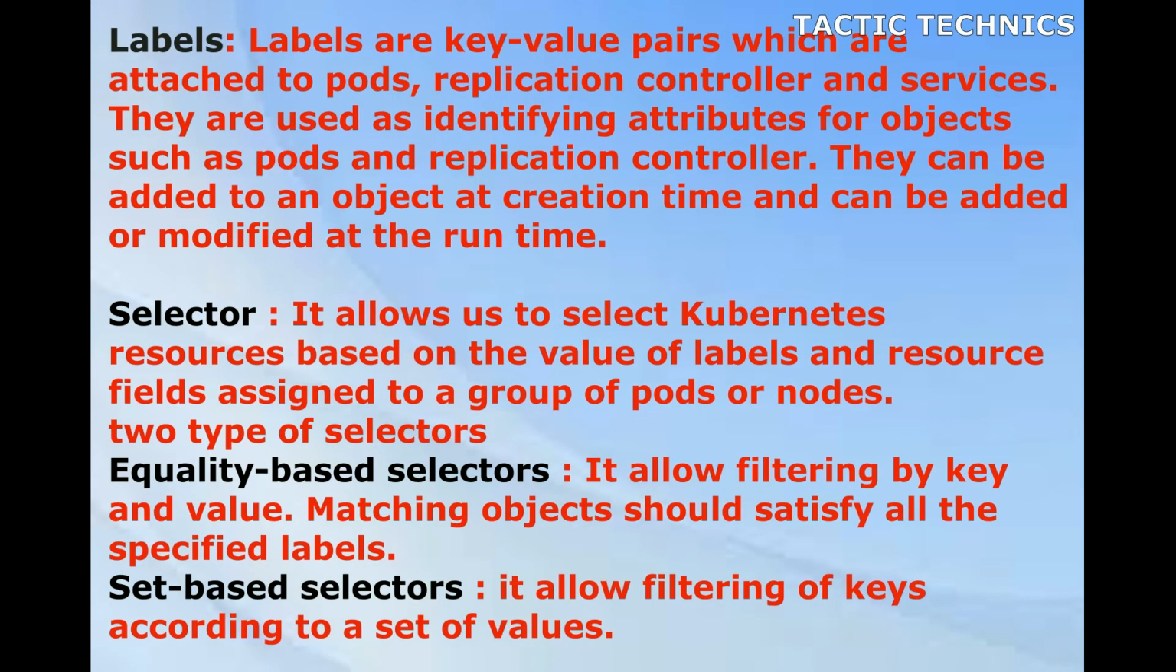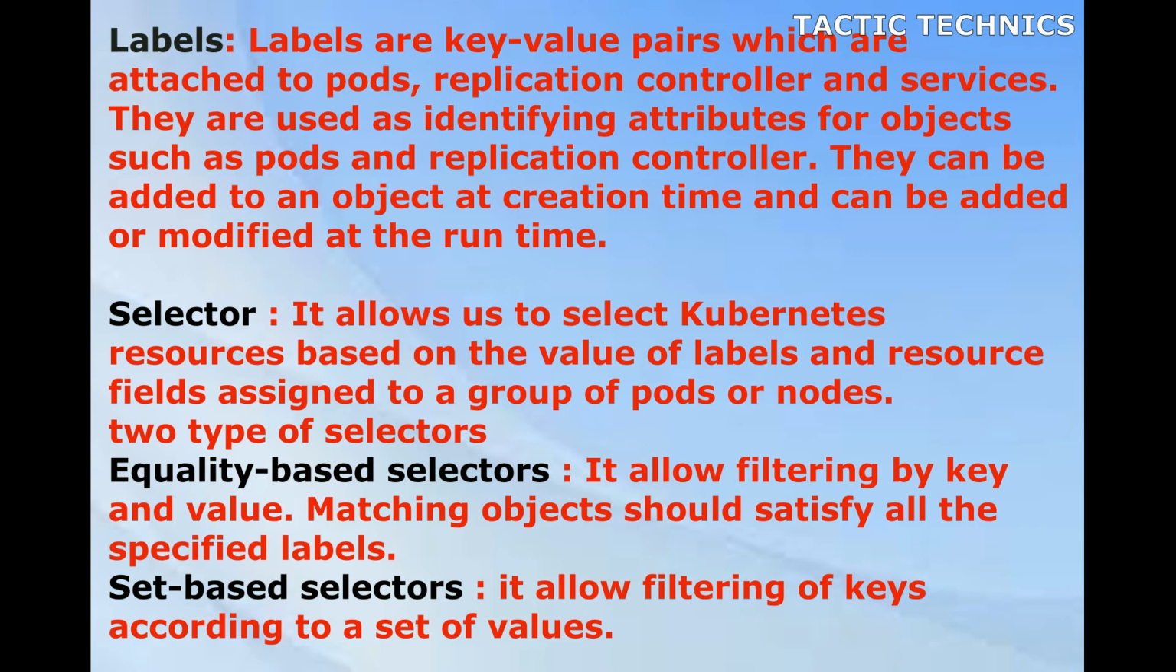Labels. Labels are key value pairs which are attached to pods, replication controller and services. They are used as identifying attributes for objects such as pods and replication controller. They can be added to an object at creation time and can be added or modified at runtime. Selector. It allows us to select Kubernetes resources based on the value of labels and resource fields assigned to a group of pods or nodes.